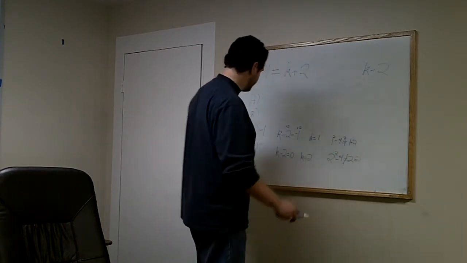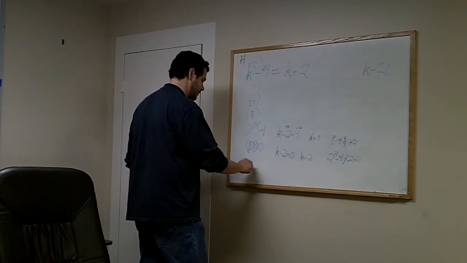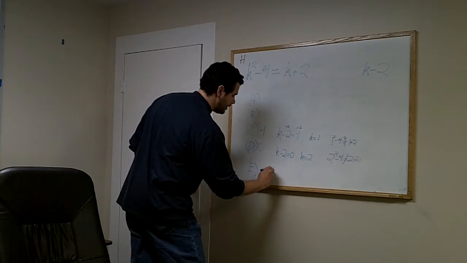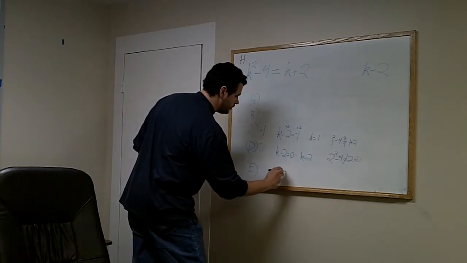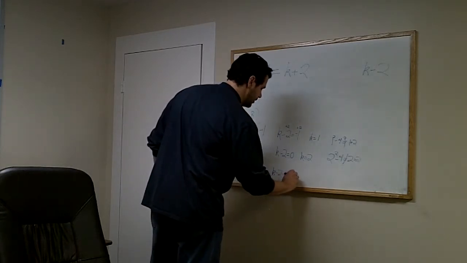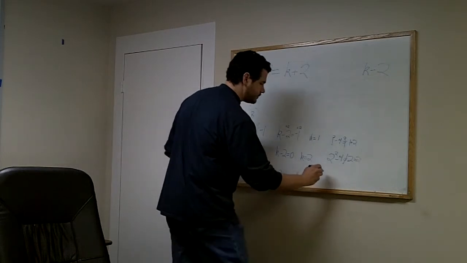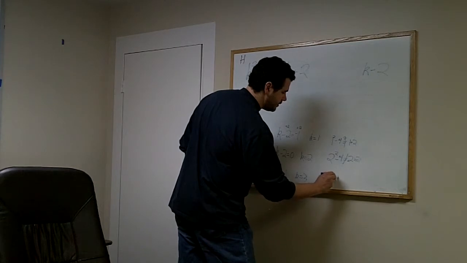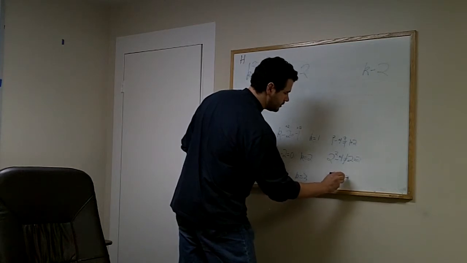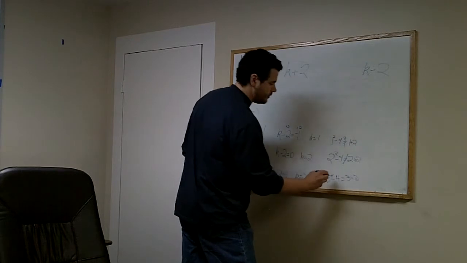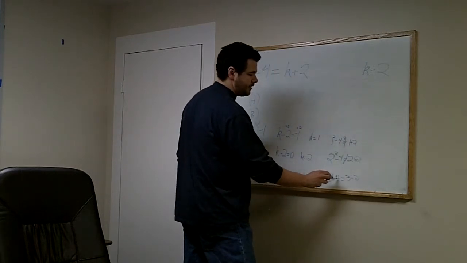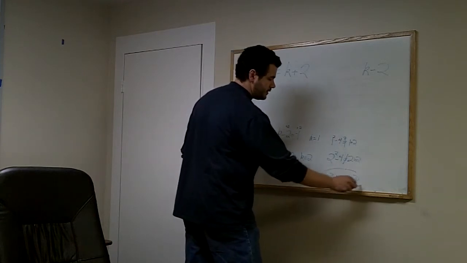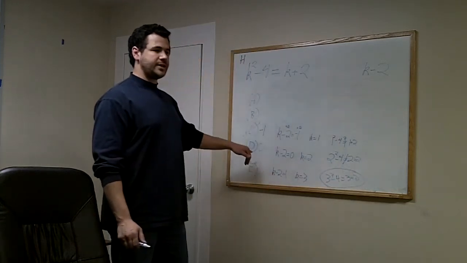Correct? What's E? 1. k minus 2 equals 1. So k equals 3. 3 squared minus 4 equals 3 plus 2. 3 squared is 9. 9 minus 4 is 5. 3 plus 2 is 5. Yes. There's your answer. Do you see how it makes sense what I was saying?